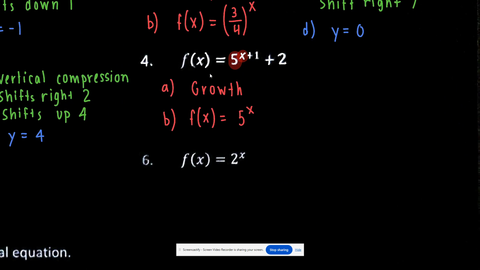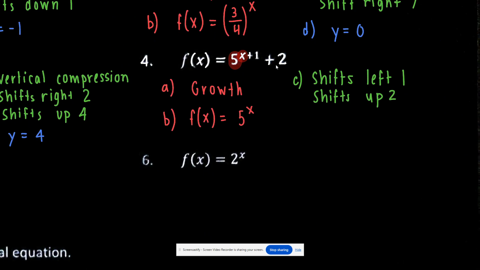Moving along, when it comes to our transformations, we're going to name anything that is not 5 to the x. So there's a plus 1. Inside, that's horizontal shift. It's the opposite, so it's a negative 1 horizontal shift. That means it shifts left 1. And then, of course, this plus 2 is outside. That's vertical. That's a positive 2 vertical shift. So this thing shifts up 2.